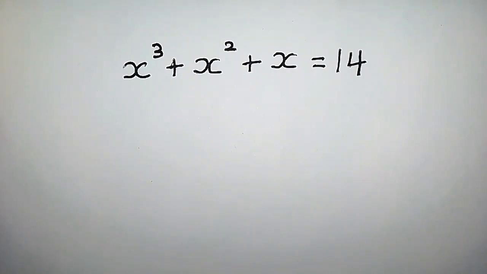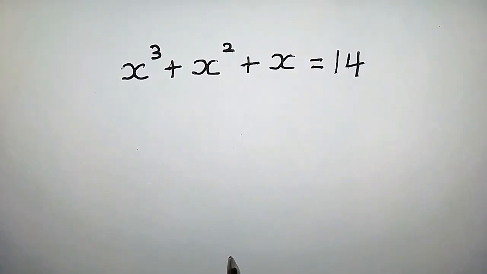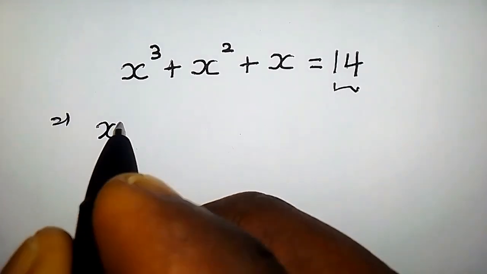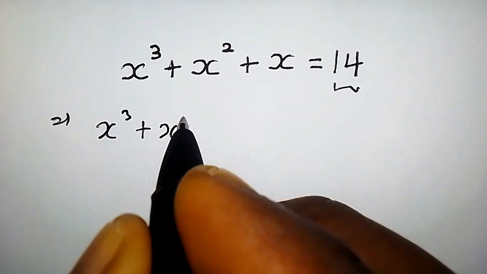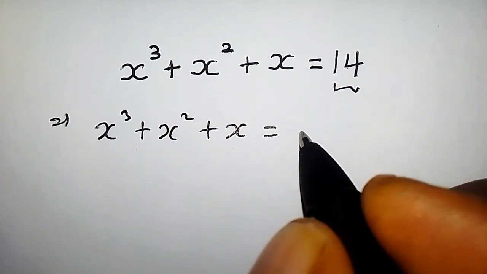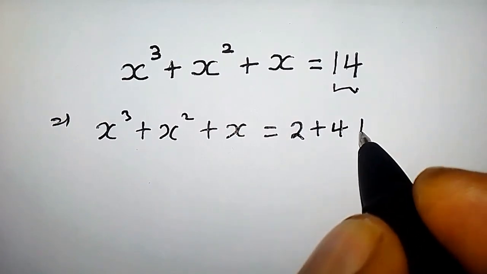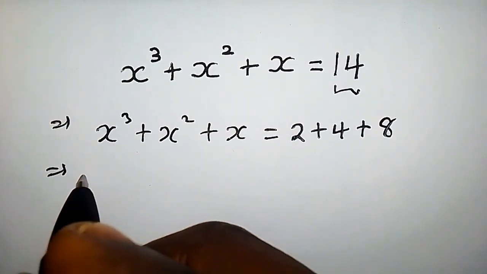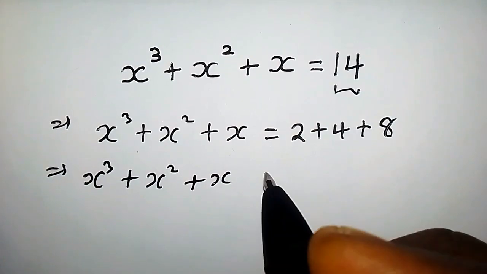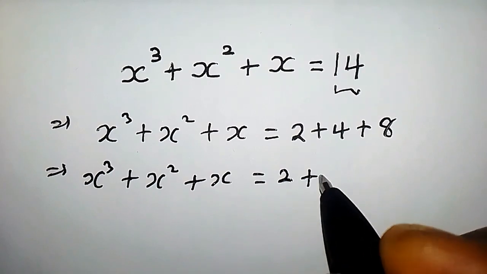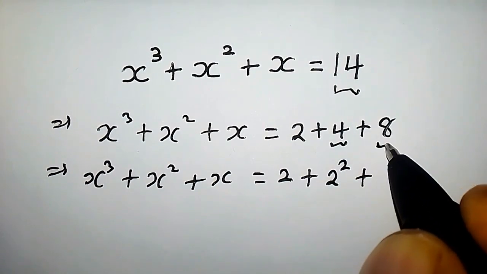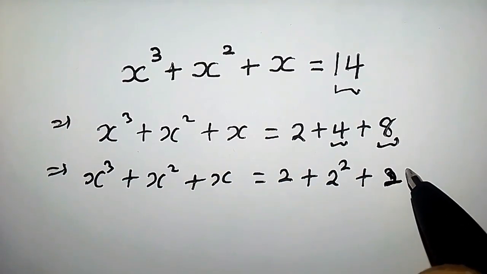How do we solve this cubic equation? The trick here is that we are going to rewrite 14 as 2 plus 4 plus 8. x cubed plus x squared plus x is equal to 14. This implies that x cubed plus x squared plus x is equal to 2 plus 4 plus 8, where 4 could be written as 2 squared and 8 also could be written as 2 cubed.